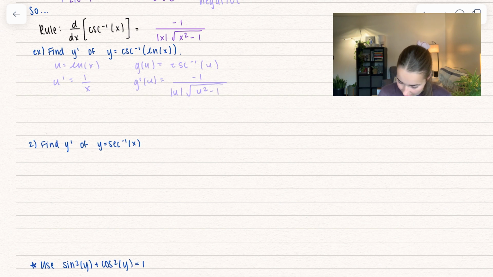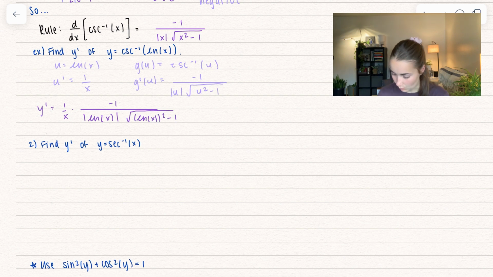Let's go ahead and plug all of these in. So y prime is equal to u prime, which is 1 over x. And we're going to multiply that by g prime. So here I get -1, and all of this is going to be over the absolute value of the natural log of x. Remember, we're plugging u back in. And then all of this times the square root of the natural log of x squared minus 1. And that is our solution.